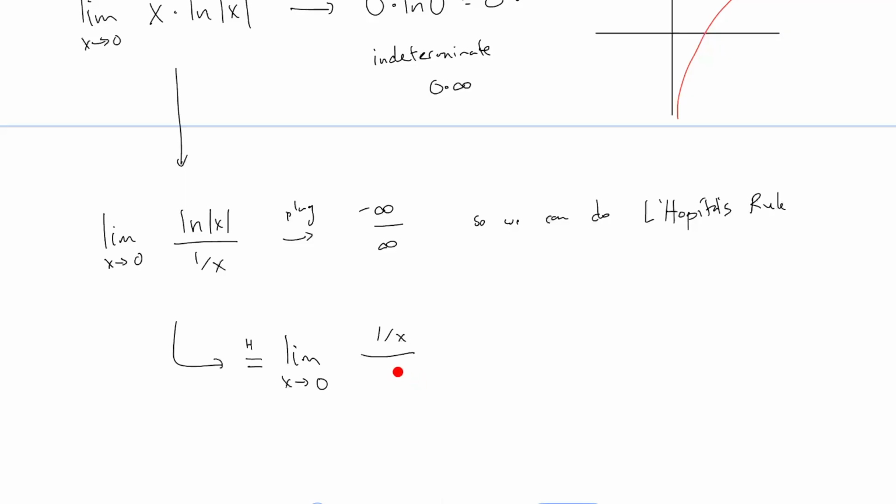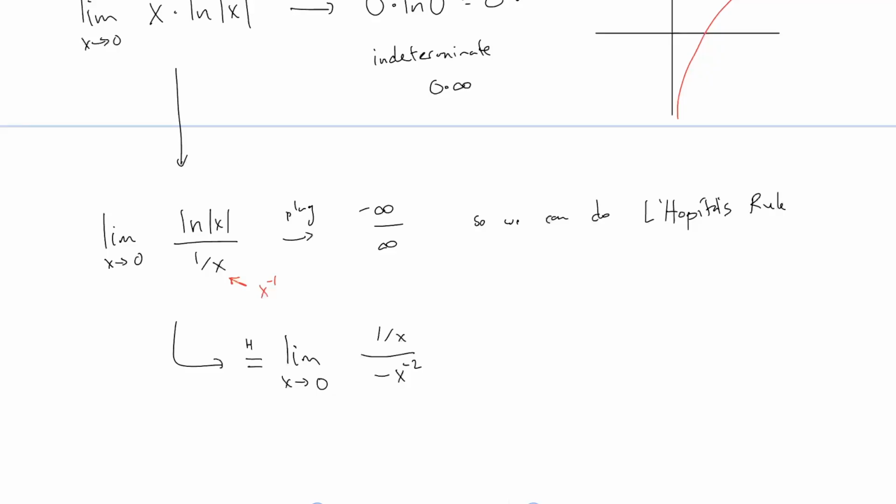And on the bottom, the derivative of 1 over x. This you have to maybe think a little bit. Remember, 1 over x is the same as x to the minus 1 power, and so for the derivative, I bring the exponent down to the front: minus x to the minus 2. That's the derivative on the top and the derivative on the bottom. All right, and now I have to do this limit.